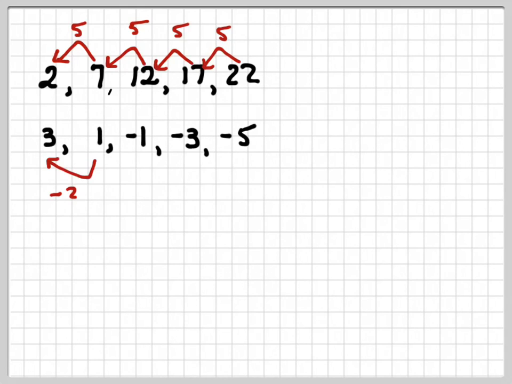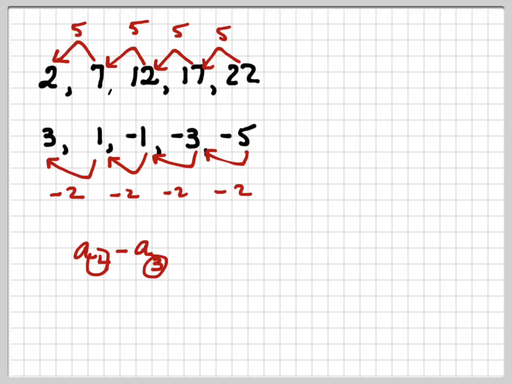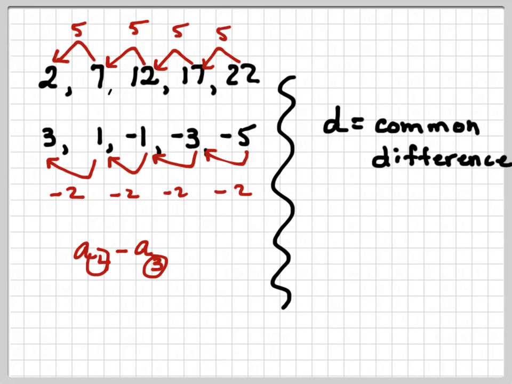So for this one, it would be 1 minus 3 is minus 2, minus 1 minus 1 is minus 2, minus 3 plus 1 is minus 2, minus 5 plus 3 is minus 2. Remember, you're going to take the term on the right and subtract from it the term immediately to its left, and that's what your difference will be. So it would be a sub 4 minus a sub 3. We use the letter D to show what the common difference is.